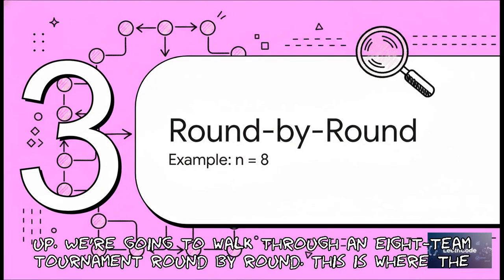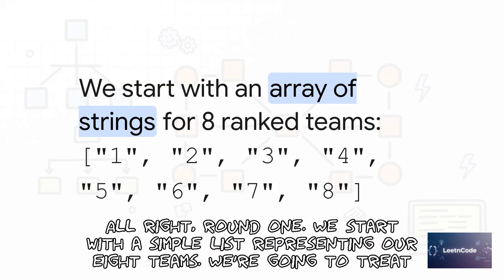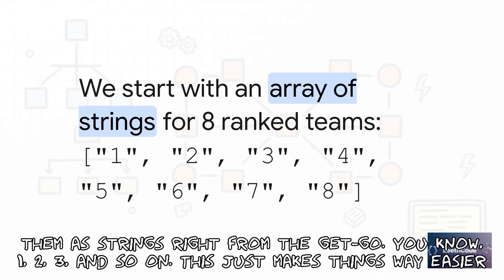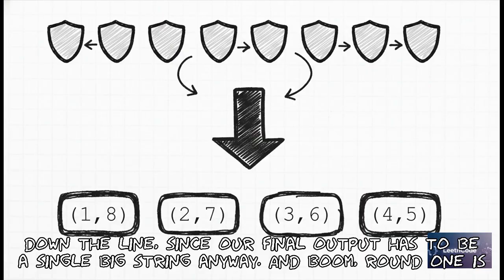We're going to walk through an 8-team tournament round by round. This is where the pattern really clicks into place, and you'll see just how powerful this simulation approach is. All right, round 1. We start with a simple list representing our 8 teams. We're going to treat them as strings right from the get-go: 1, 2, 3, and so on. This just makes things way easier down the line, since our final output has to be a single big string anyway. And boom, round 1 is done.